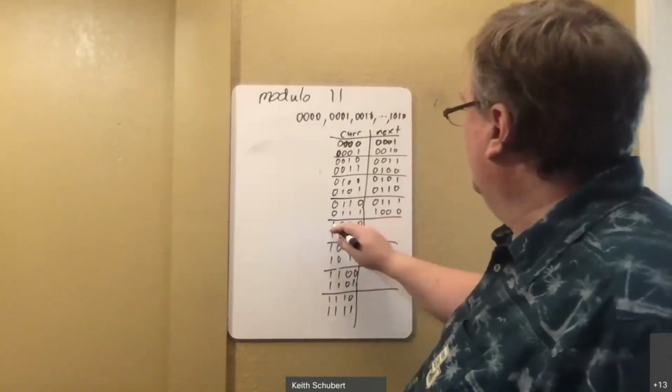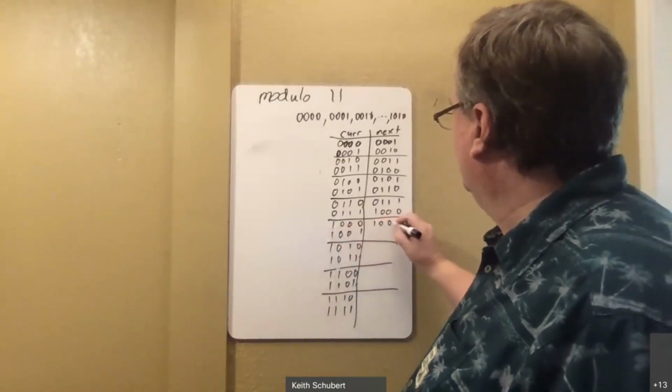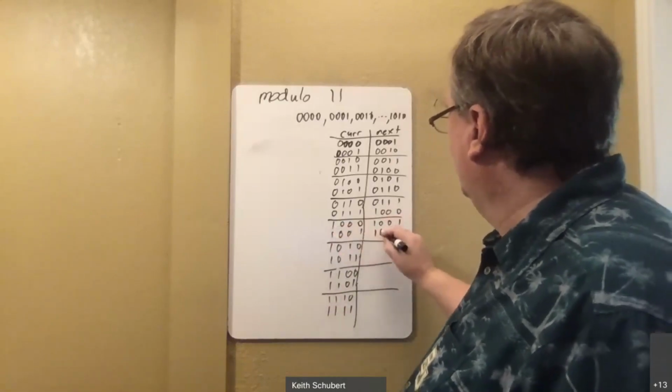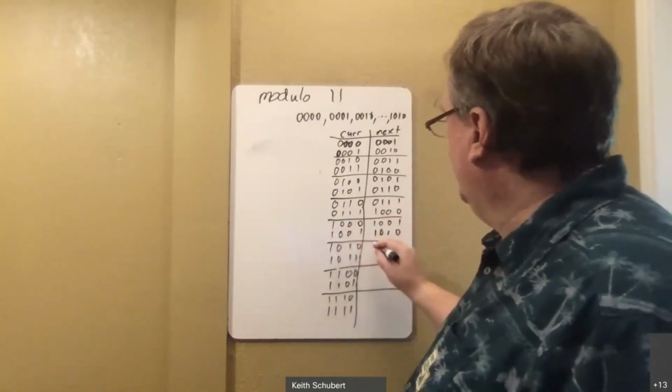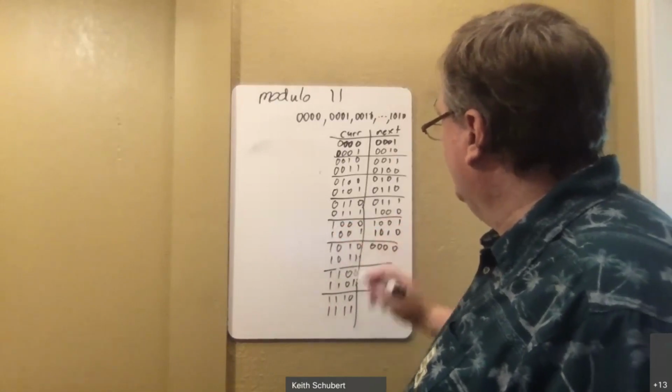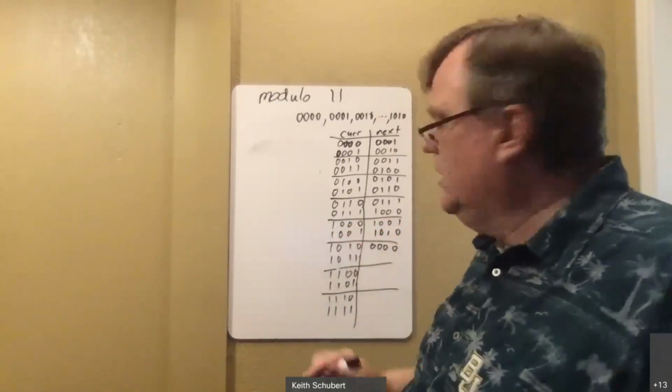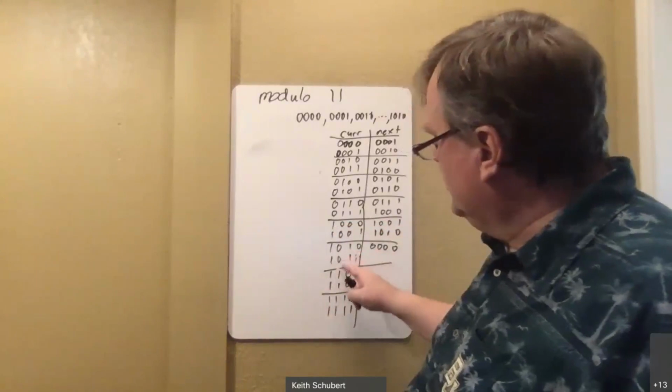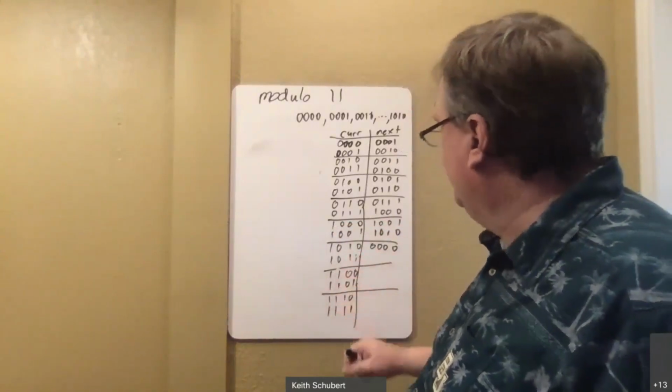Okay, so 8 should next go to 9. 9 should go to 10. 10 should go back to 0. That's the definition of a modulo counter. The rest of these are undefined. There is no 11, 12, 13, 14, 15. Okay?